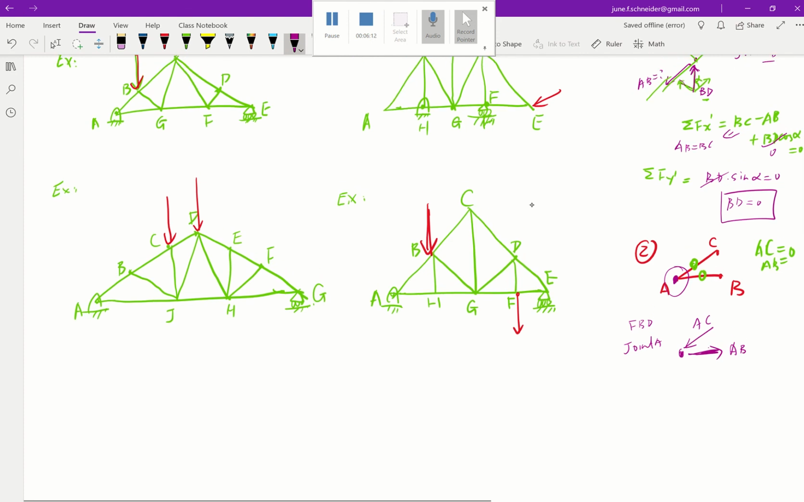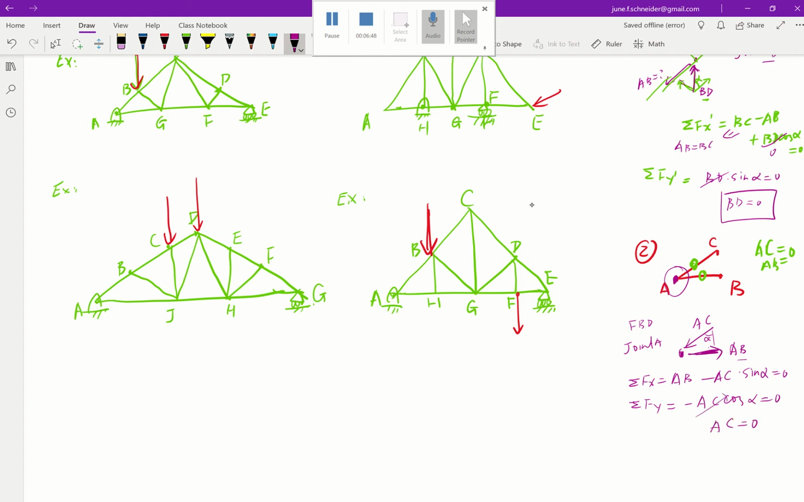Then what do we have? Our forces in the x direction. We'll have AB and AC. If we assume this is angle alpha, then AC times sine alpha, negative, equals 0. We also have forces in y. Since AB is in the x direction only, the y direction will have negative AC times cosine alpha equal to 0.